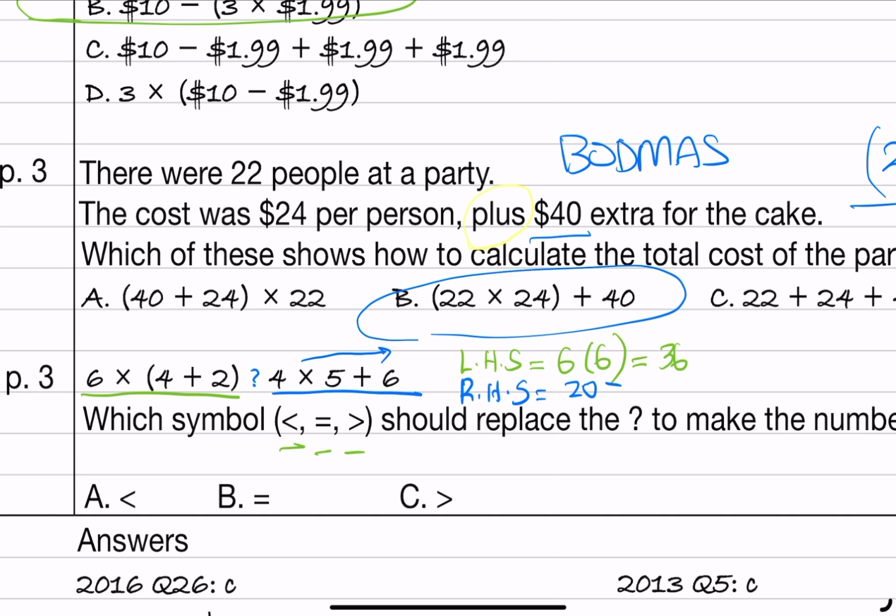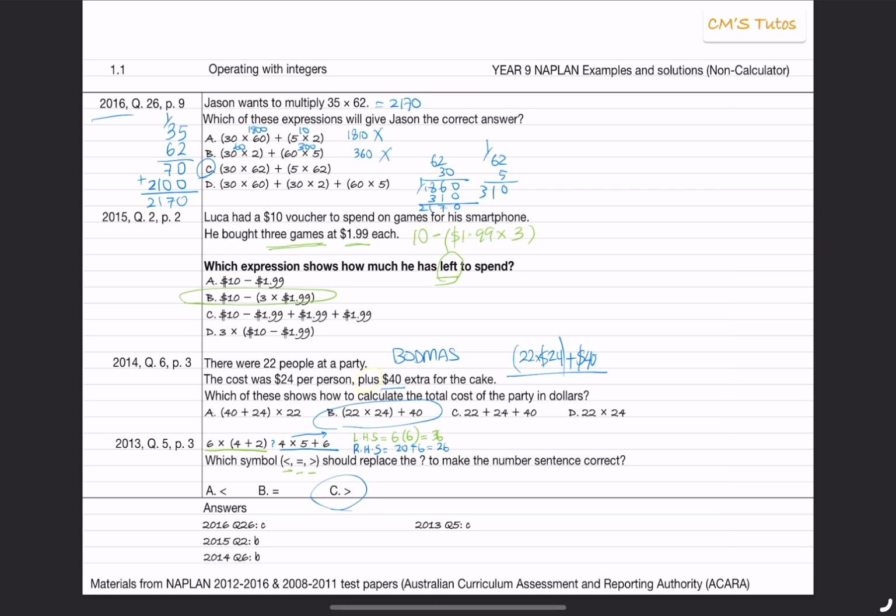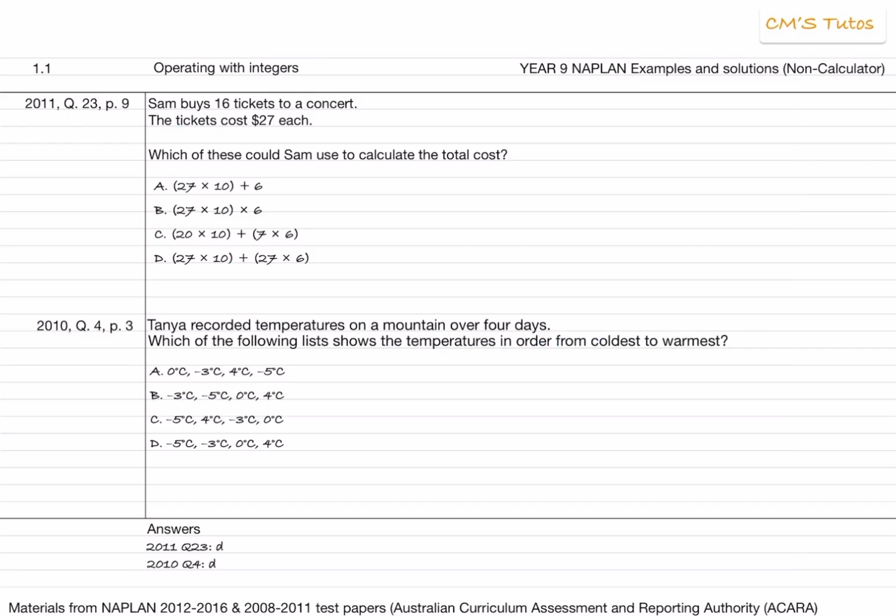20 plus 6 is equal to 26. Obviously, the left-hand side, the green side, is bigger than the blue side. So we can choose option C. Now we can check our answers.